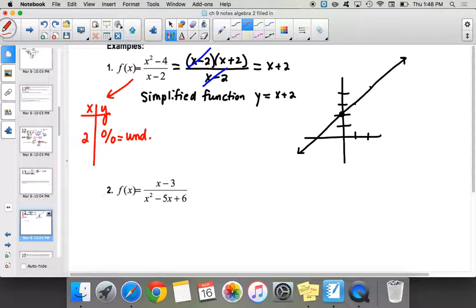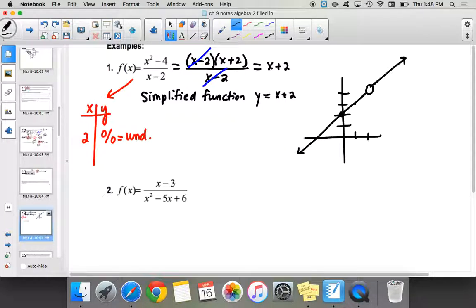So that means that we can't have, what point is this right here? We had 2 comma what? We went up 1, right 1, up 1, right 1, 2 comma 4. We can't have that point there. We don't plug in 2 and get 4. So what do you think we do? Get rid of it. It just goes away. It's just a big hole there. So there's no point there at 2 comma 4. It jumps over it.